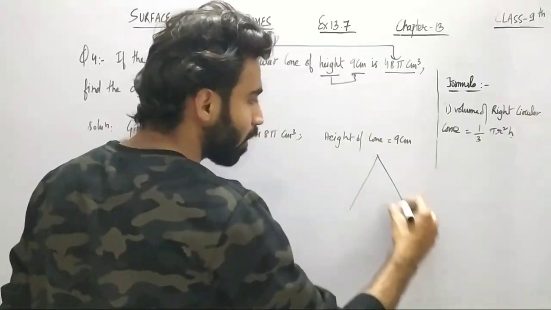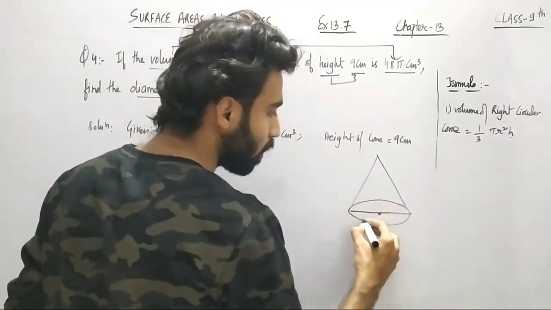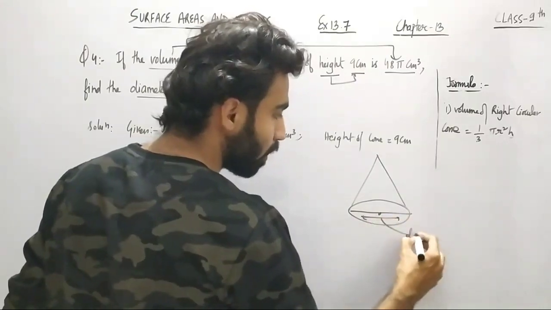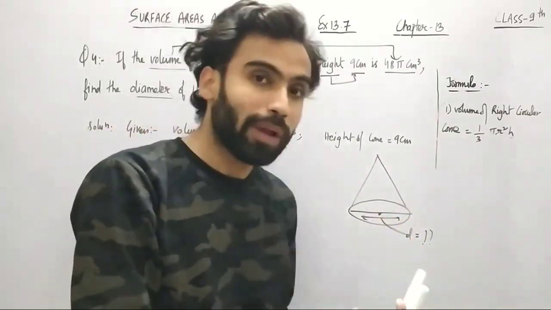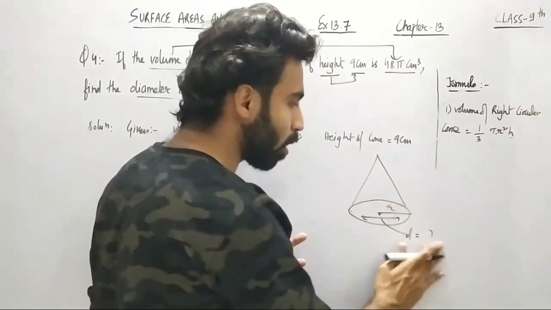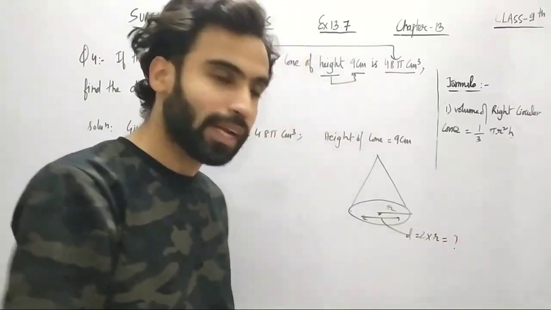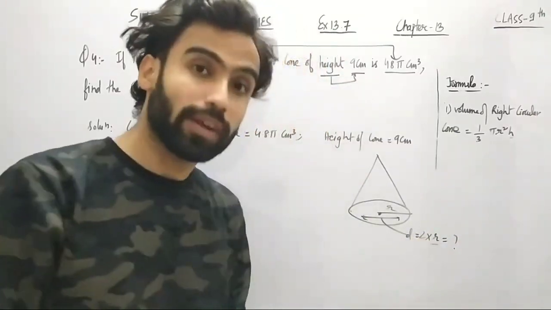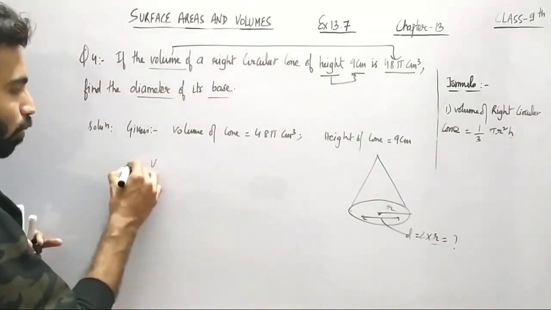So if I roughly draw a cone like this, we have to simply find out the diameter of this cone, right? So the diameter is what we have to find out. So how will we do it? First, what will we find out? Simply the radius, right? If we know the radius, we know the diameter is twice the radius, right? So that will be calculated. So first, what do we have to find out? Radius. But what is given here? You can see the volume. So let us start with the given thing.